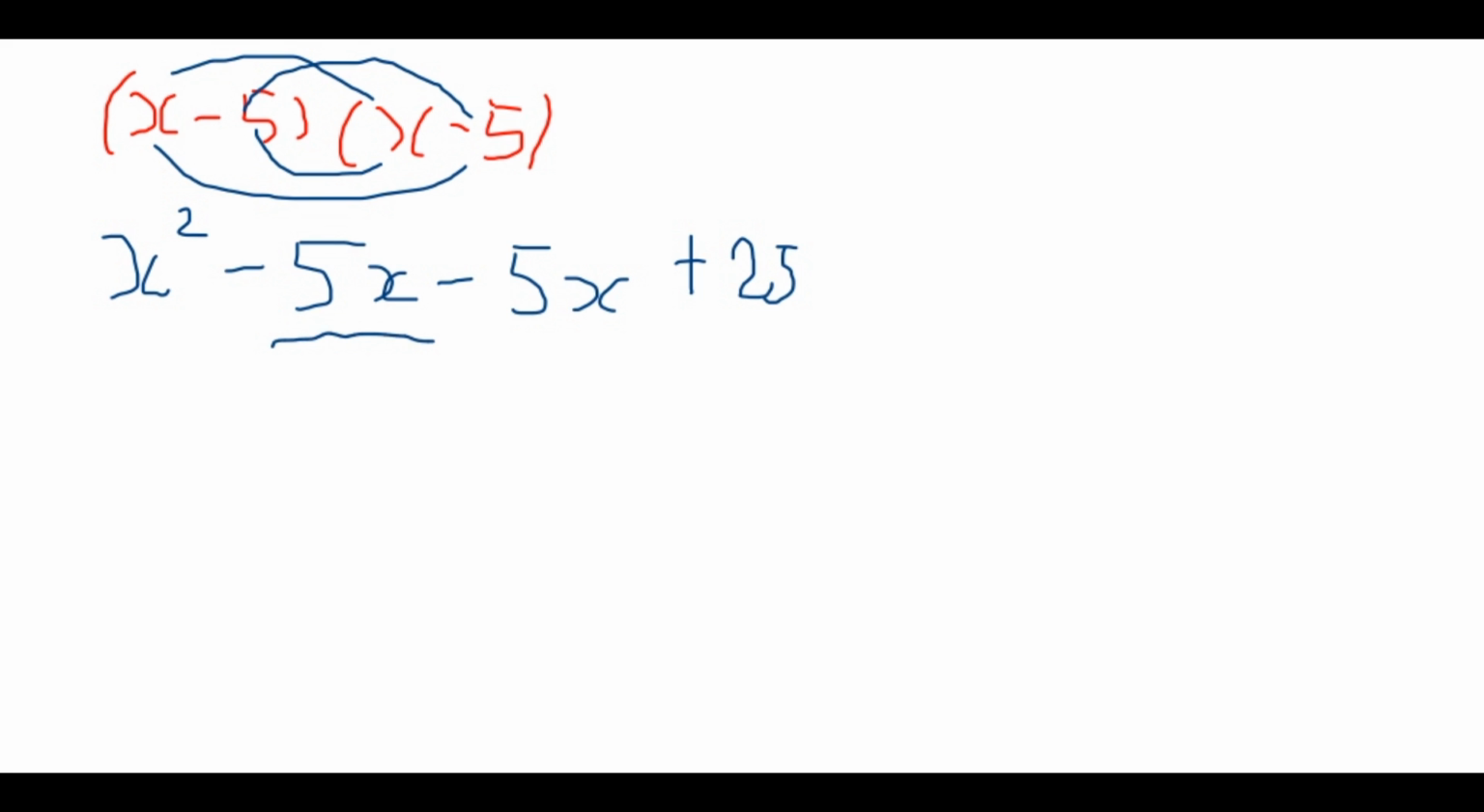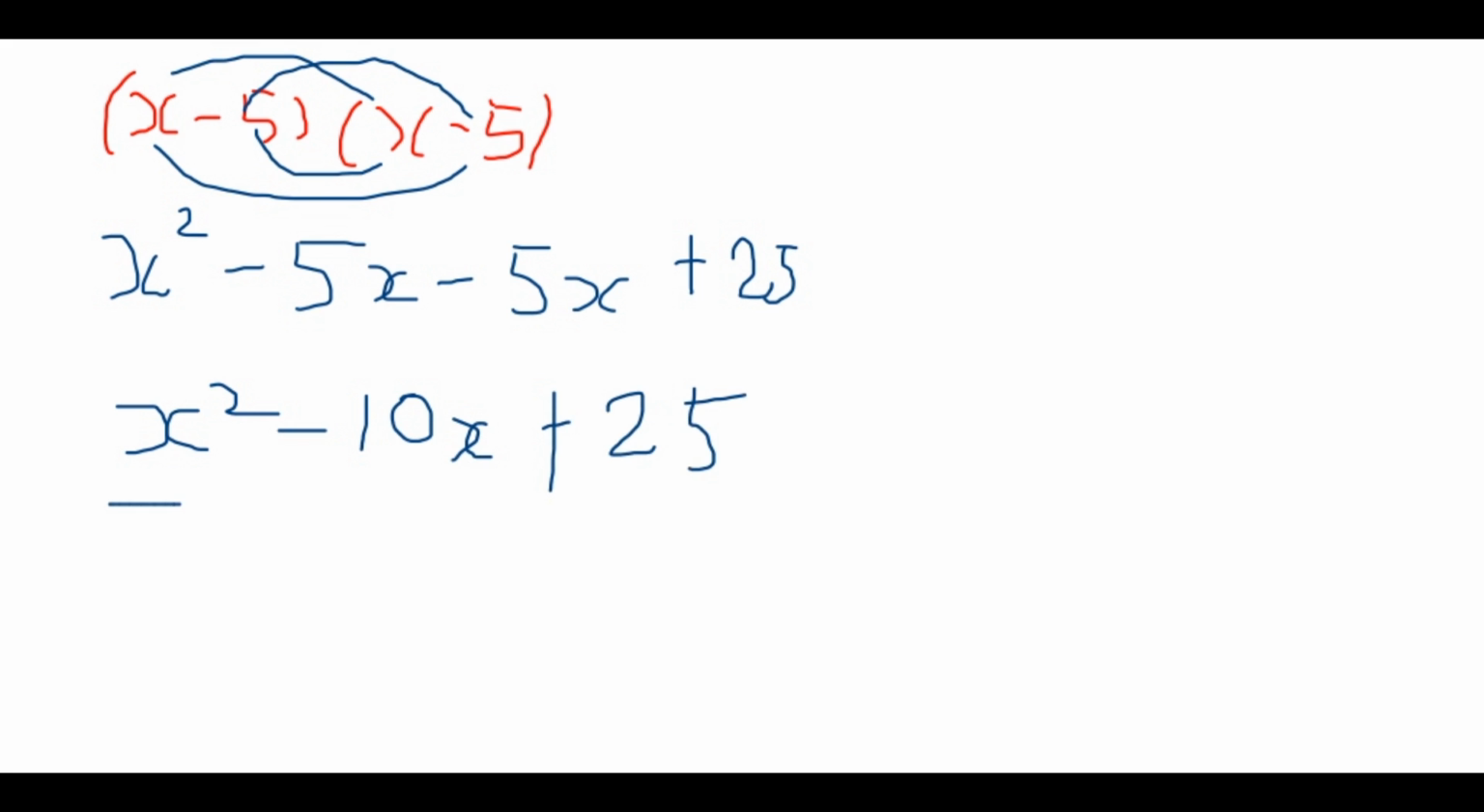So if we combine the like terms, we'll have x squared, negative 5x minus 5x is going to give you minus 10x plus 25. So this is the expansion. Now you can feel free to try out expanding the terms using the long multiplication method.